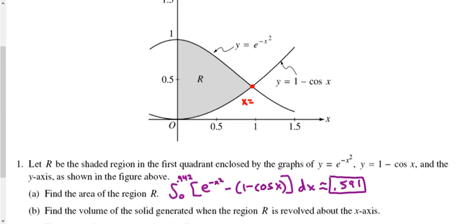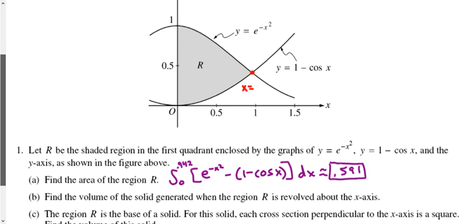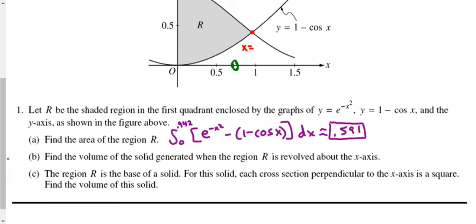And now in part B, they ask us to find the volume of the solid generated when we take that region R and revolve it about the x-axis. So it's going to take this whole region and go around the x-axis and make a solid shape. So for part B, maybe I'll do it down here.